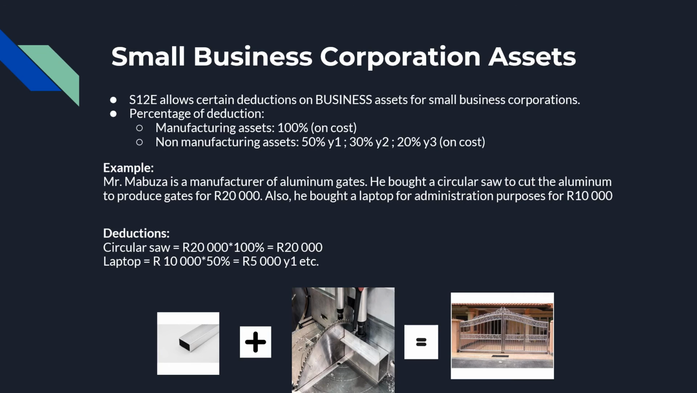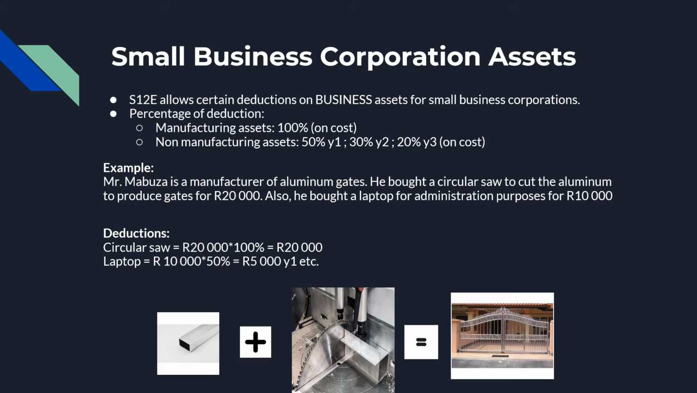Mabuza runs a business that manufactures aluminum gates in the township. Mr. Mabuza in the year 2021 bought an industrial cutting saw machine to produce the gates for 20,000 rands. He also bought a laptop for 10,000 rands. Now, SARS will allow 100% of the 20,000 of the manufacturing item as a deduction.